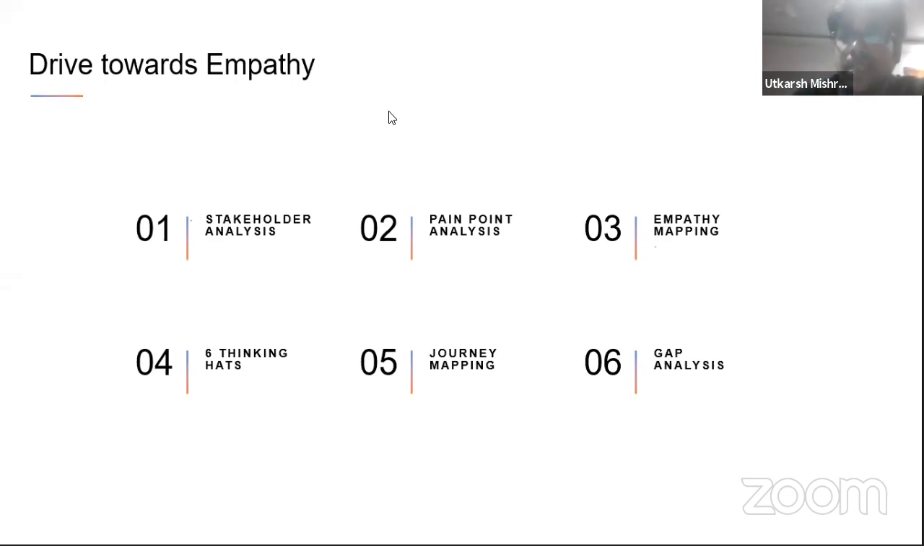The third one is empathy mapping. We'll talk about it in a deeper way in the next slide. The same goes for Six Thinking Hats. I'll directly jump to the fifth one, which is journey mapping.